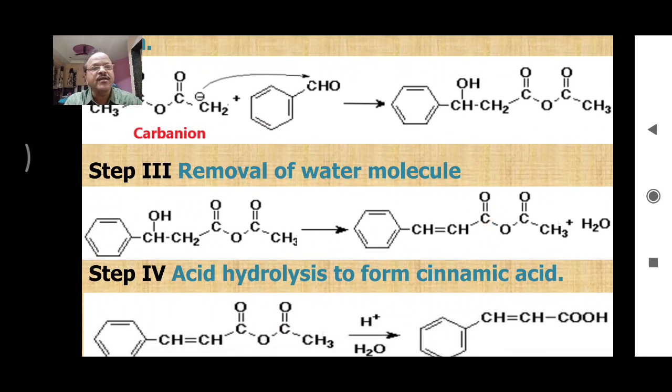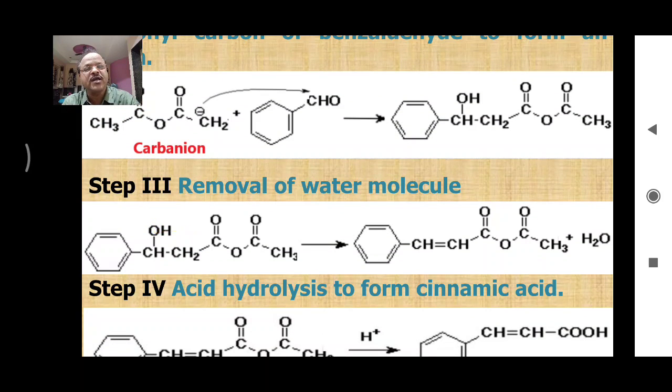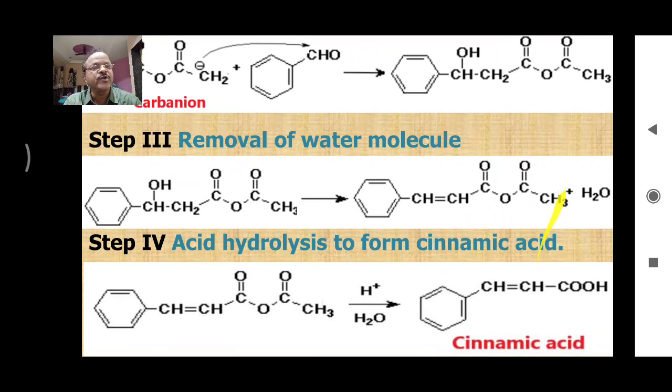So in step number 3, removal of water molecule. OH and one H from this CH2 eliminate in the form of water molecule here, and we obtain this unsaturated compound. Now, once we obtain this unsaturated compound, in step number 4, acid hydrolysis to form cinnamic acid. So this is the unsaturated derivative.